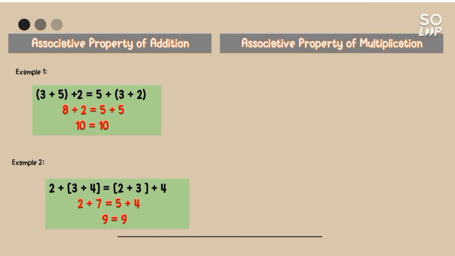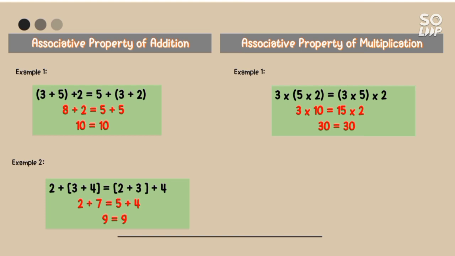Now, let's move on to associative property of multiplication. Example, 3 times the quantity 5 times 2 is equal to quantity 3 times 5 times 2.